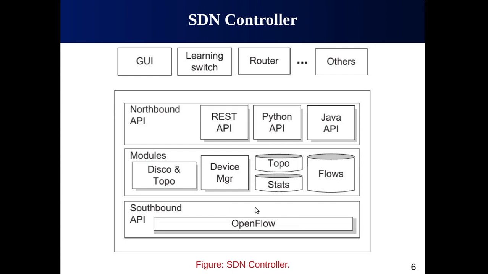Controllers often come with their own set of common application modules. You can see in this figure, like a learning switch, like a router, like a basic firewall, load balancing, and things like that.